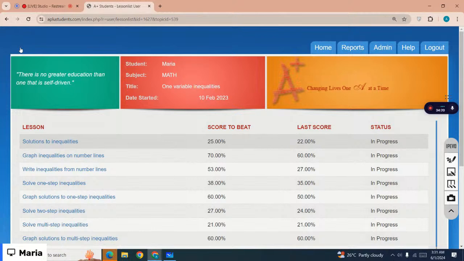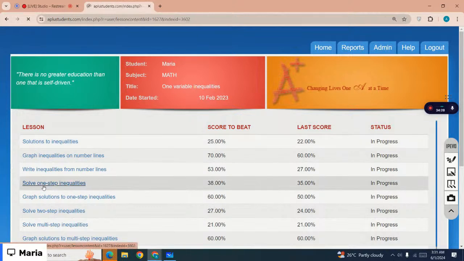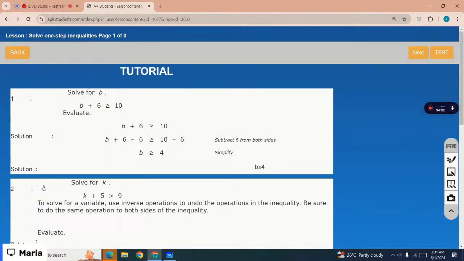Okay, now we're going to learn how we solve one-step inequalities. The next lesson is solve one-step inequalities. So now we are going to learn how we solve the inequalities, right? Okay, the first one is solve for b. b plus 6 is greater than or equal to 10.